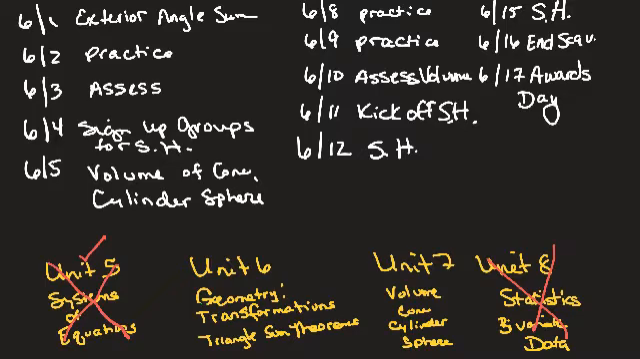So going back, we are completing today the triangle sum theorem, the exterior theorem. You can see here this is Monday, June 1st. And then we're going to practice it tomorrow and actually assess it on Wednesday. It's a very simple theorem.